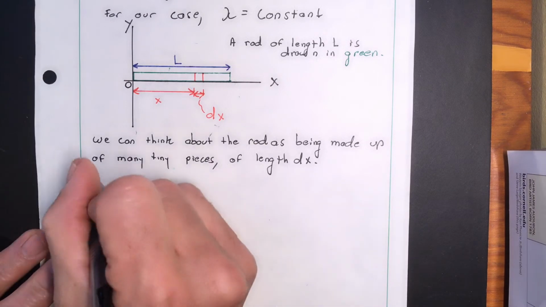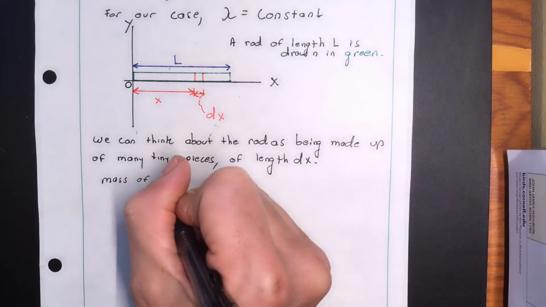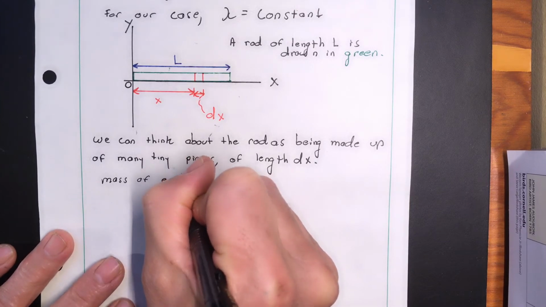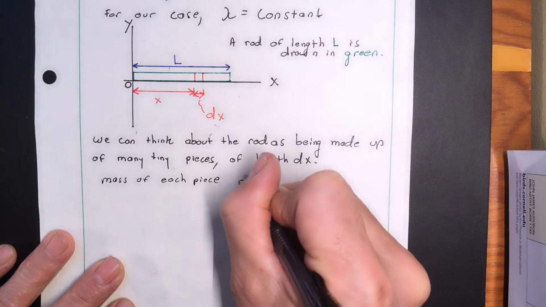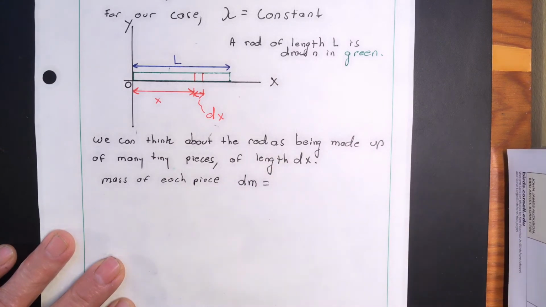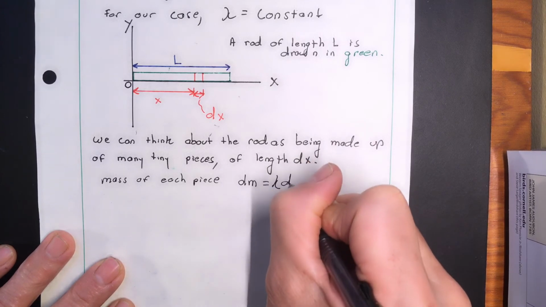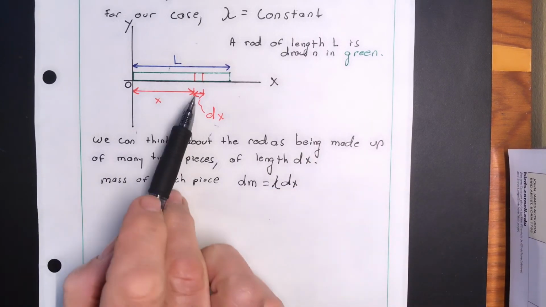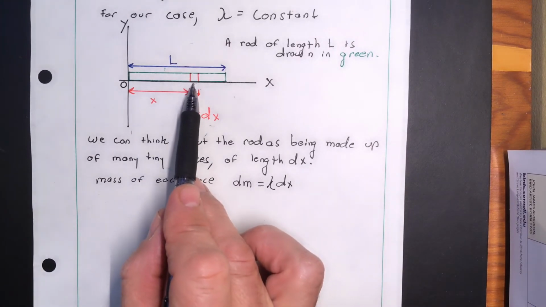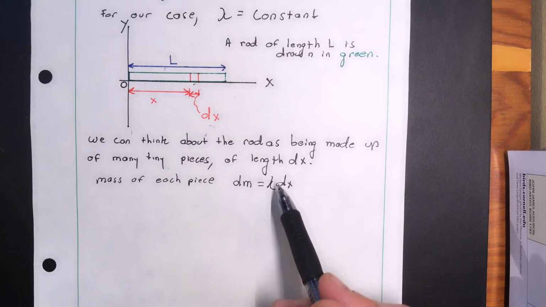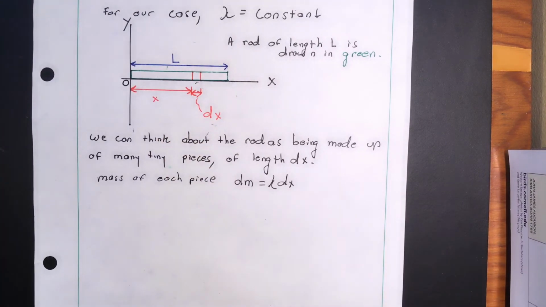So the mass of each of these infinitesimal pieces is a differential mass, and that's going to equal the mass per unit length times the length. And dx is the length of the little piece that makes it up. And this is mass per length, so that works out to a mass.